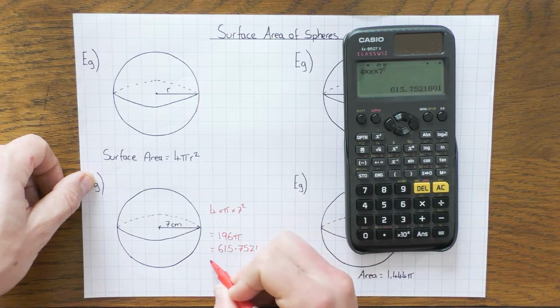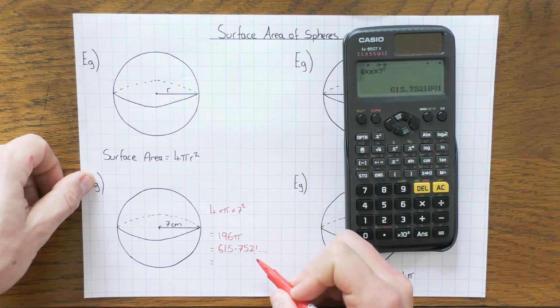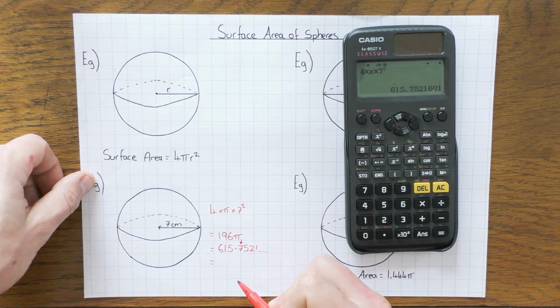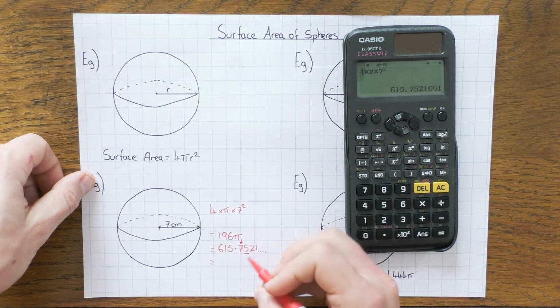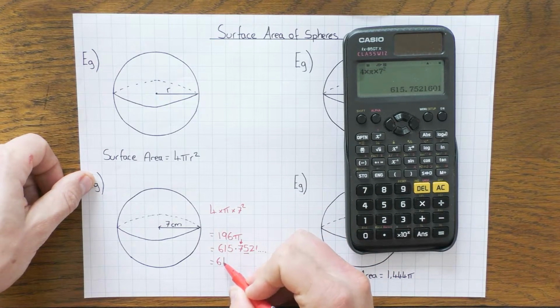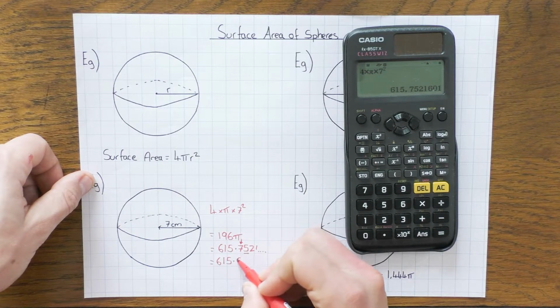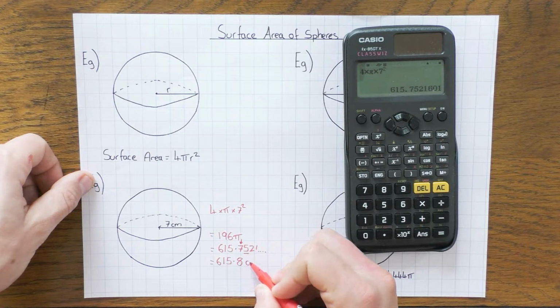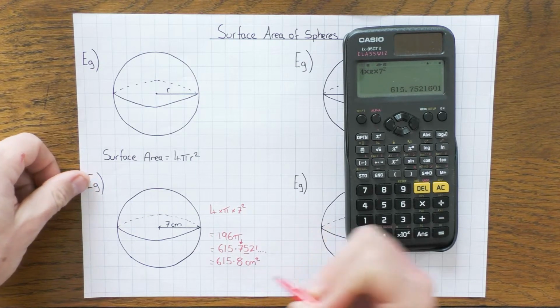615.7521, etc., etc. So again, round it to whatever the question wants. I always go one decimal place. So 7. Next one is 5, which tells you to round that up. So that's 615.8, and it's area, so centimeters squared.